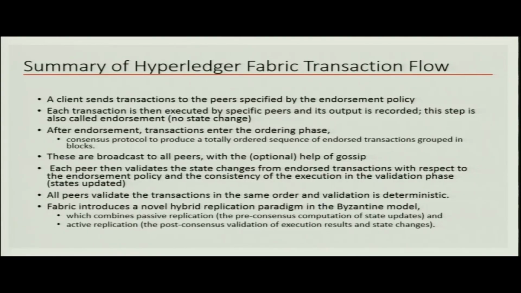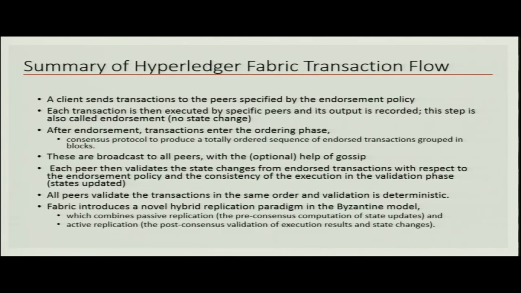So, here I want to summarize the Hyperledger Fabric transaction flow. A client sends a transaction to peers specified by the endorsement policy. Each transaction is executed by specific peers and its output is recorded, but nobody changes anything in the database or in the blockchain. So, we call it a simulation of the execution, and this step is called endorsement, and there will be no change of state, either in the blockchain or in any of the data in the database.